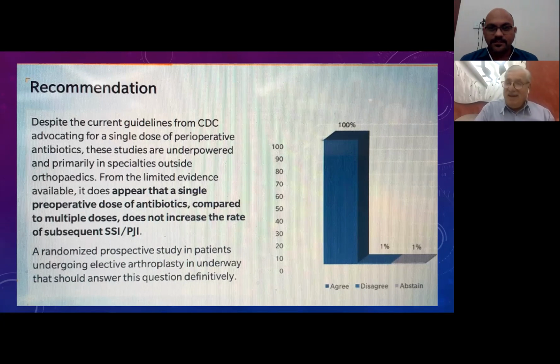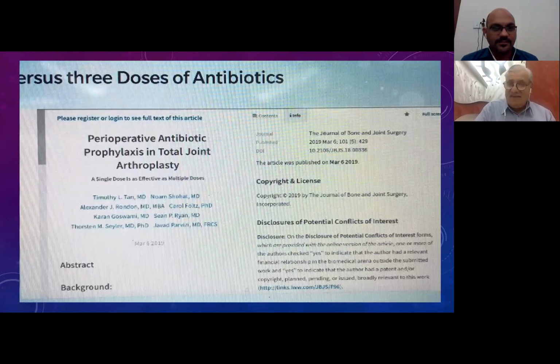And the last literature, 2019 in Philadelphia, by Parvizi group, also they advised single dose of antibiotic.